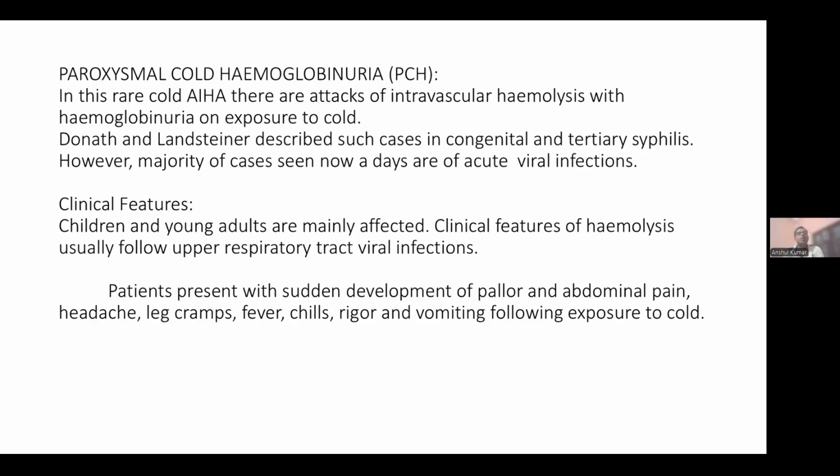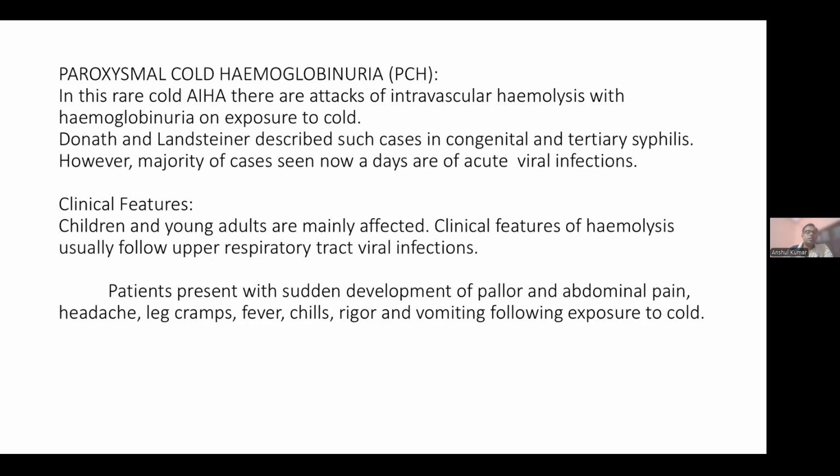And the second is paroxysmal cold hemoglobinuria. In this rare cold AIHA, there are attacks of intravascular hemolysis with hemoglobinuria on exposure to cold. Donath and Landsteiner described such cases in congenital and tertiary syphilis. However, the majority of cases seen nowadays are of acute viral infections. So viral infections play a significant role in cold hemolytic anemia.